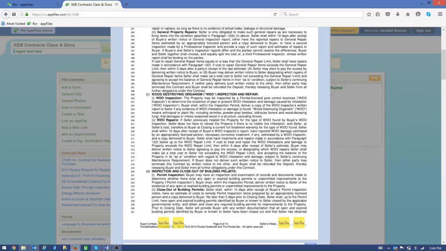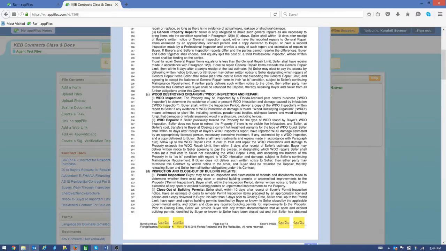Again, if the buyer does not deliver such written notice to the seller, then either party may terminate the contract and the buyer shall be refunded the deposit, thereby releasing the buyer and seller from all further obligations under this contract. All right. Next, inspection and closeout of building permits.